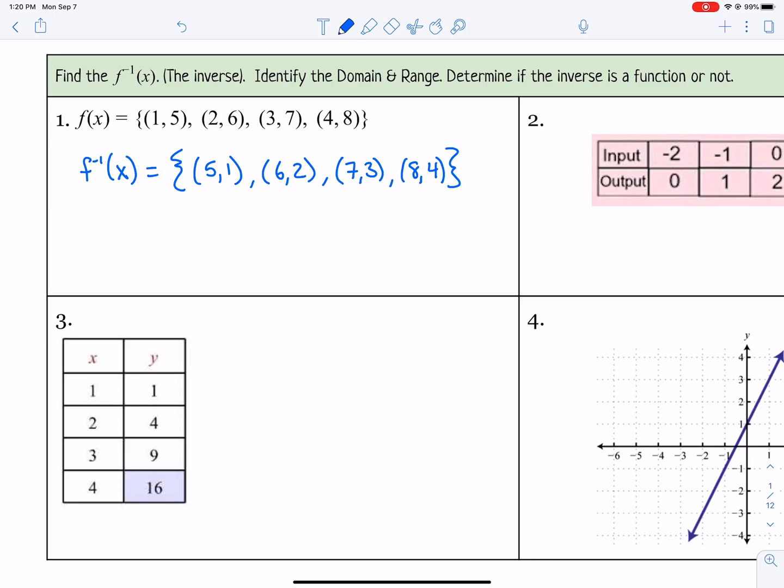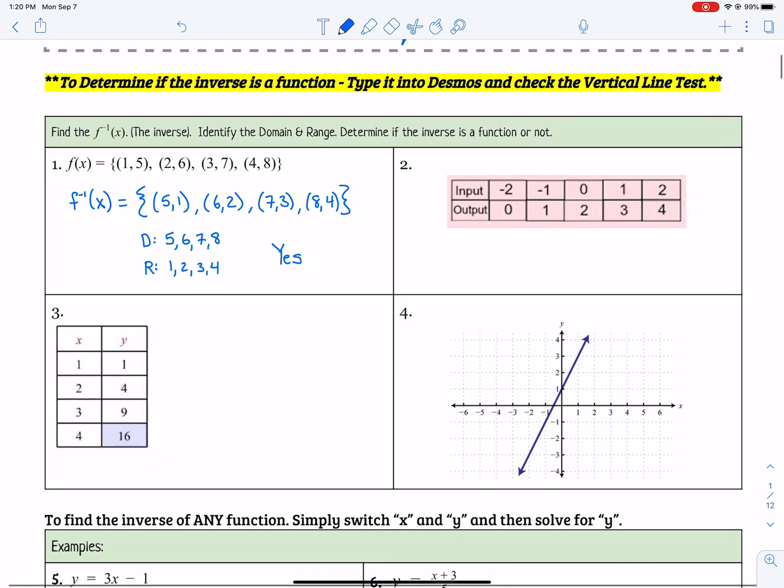If they ask you for the domain, you can just simply list out the x values of that list of points. So it will be 5, 6, 7, and 8. And for the range, we could list out the y values. So we have 1, 2, 3, and 4. And to determine if it's a function, you want to see, is there one x for each y value? So we do have one x paired with each y value. So then we would say, yes, this is a function.